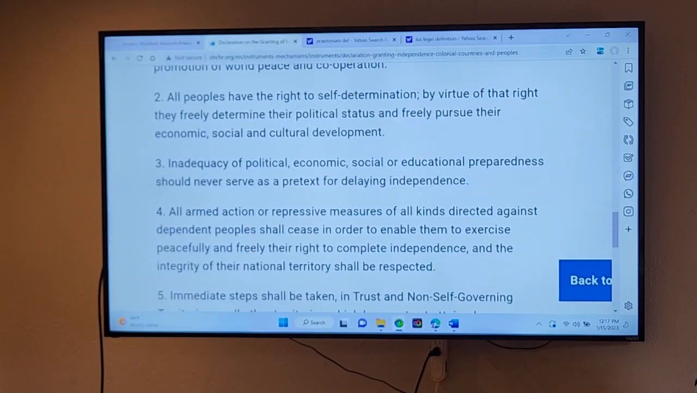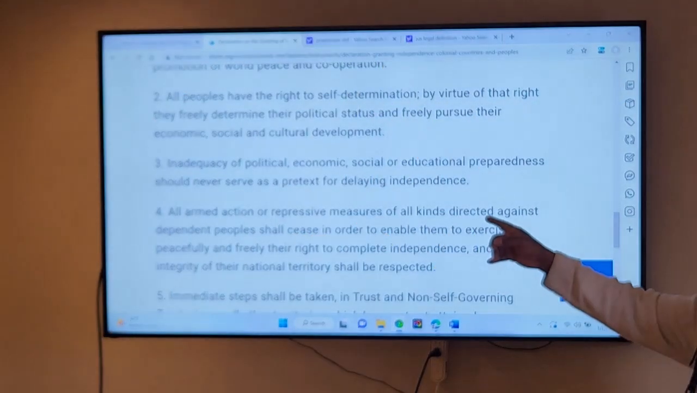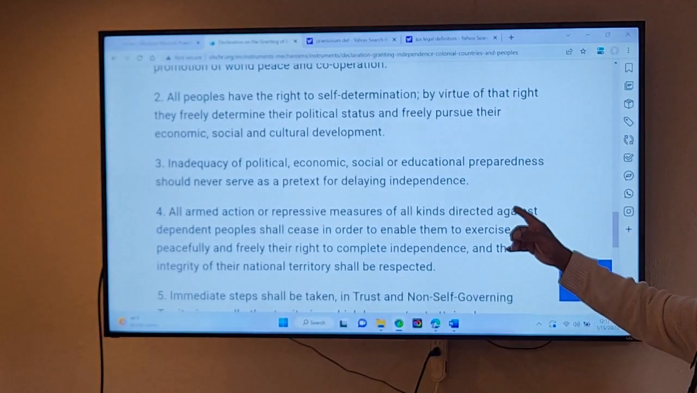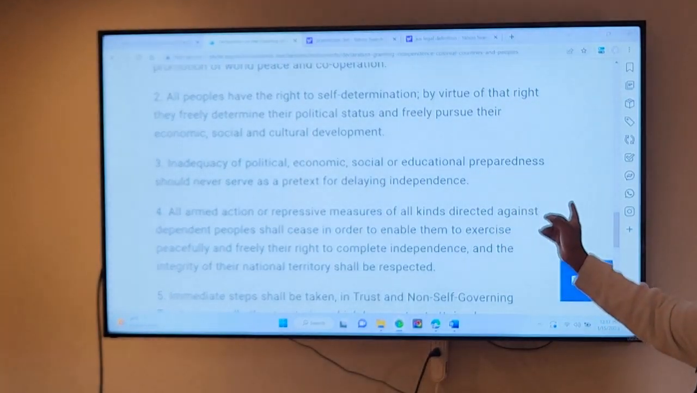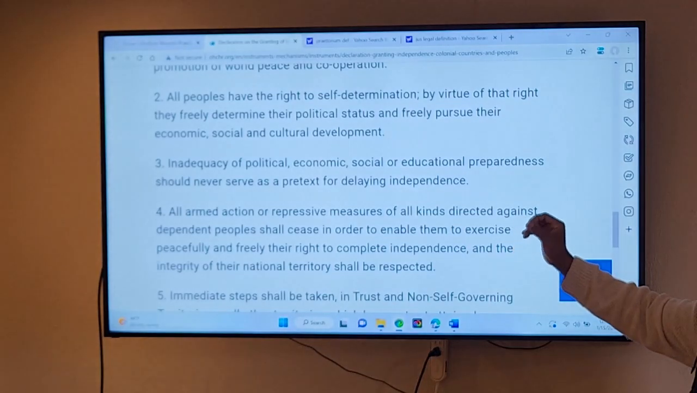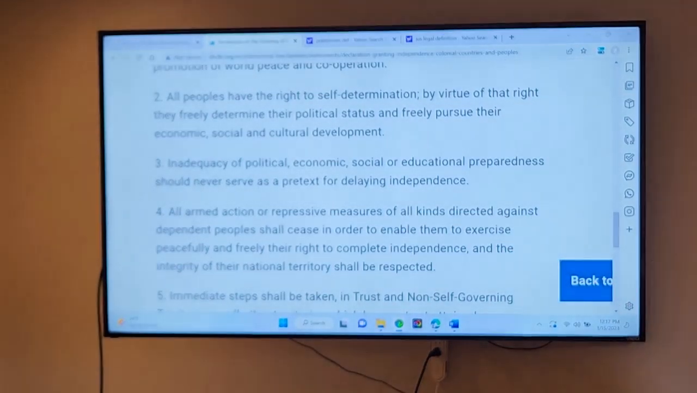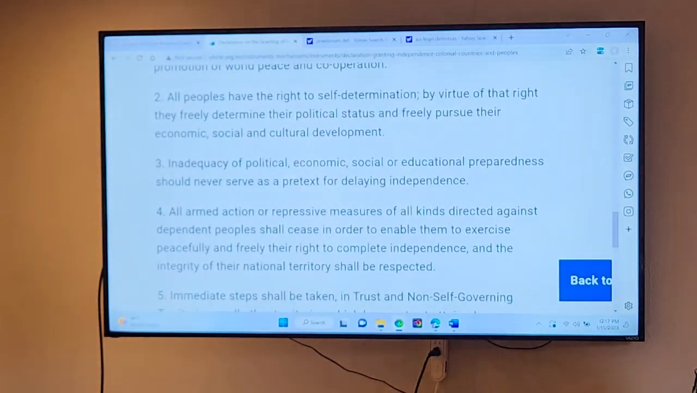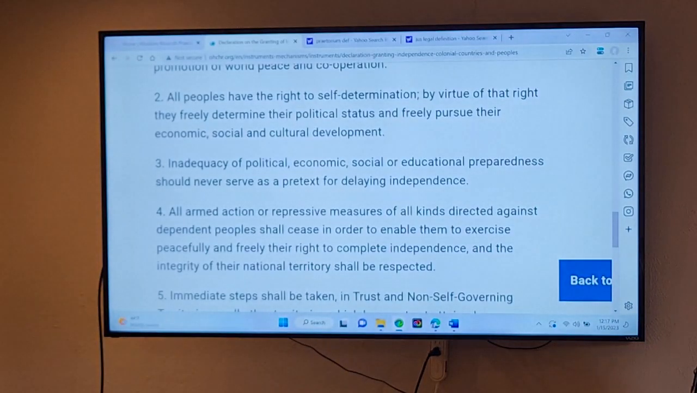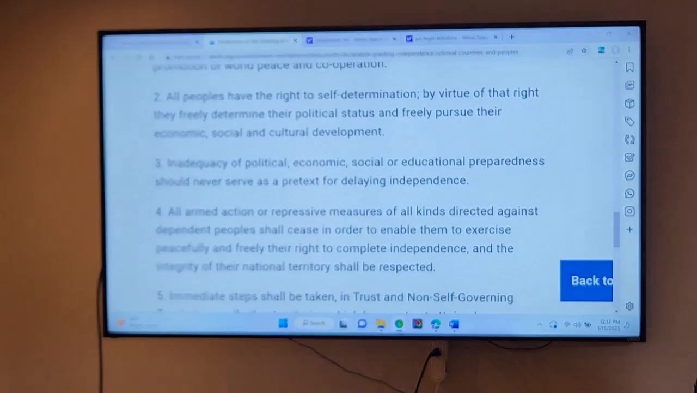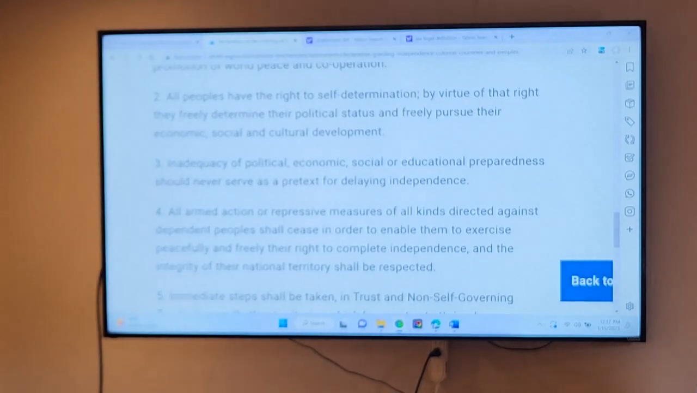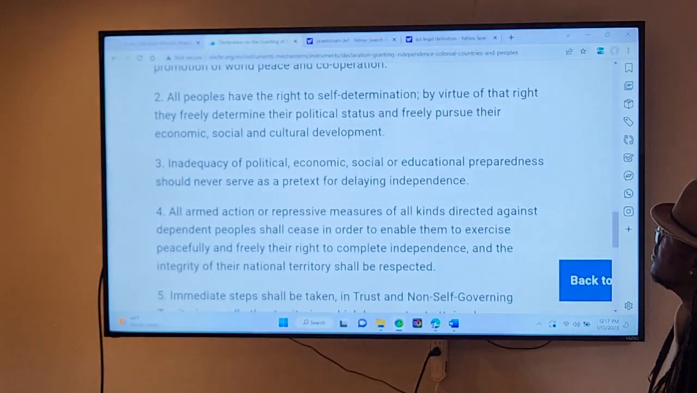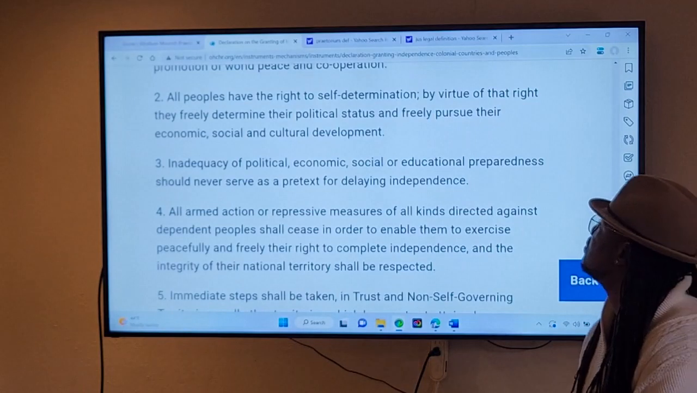Pause there. Inadequacy of political, economic, social, or educational preparedness should never serve as a pretext for delaying independence. What does that mean to you? If the people aren't that educated, that doesn't mean they still can't be free and independent. So I guess they're saying, inadequacy of political, economic, social, and educational preparedness.